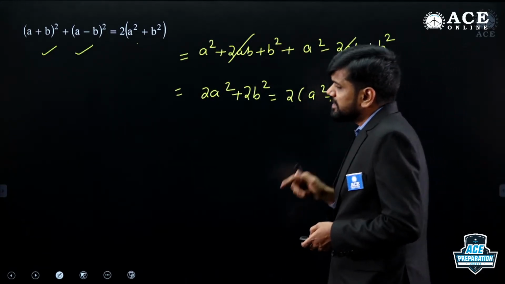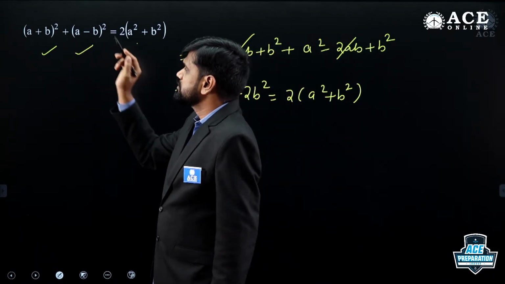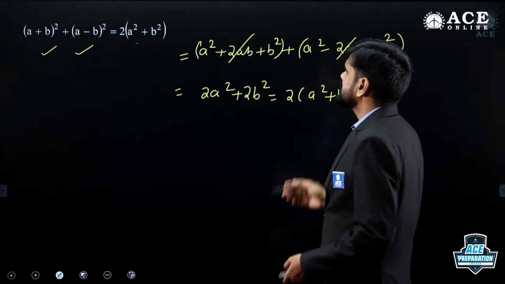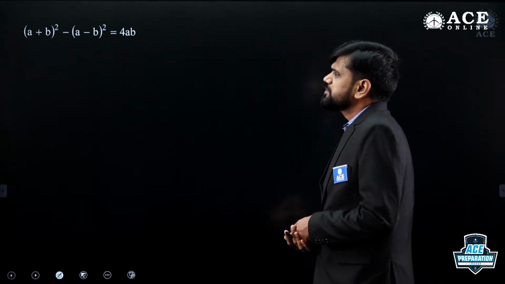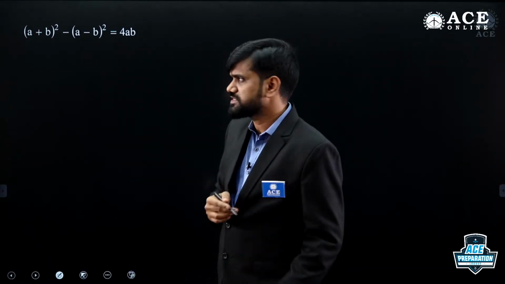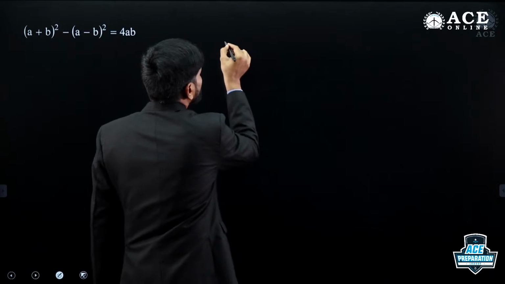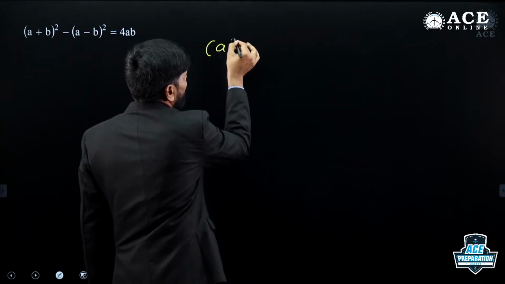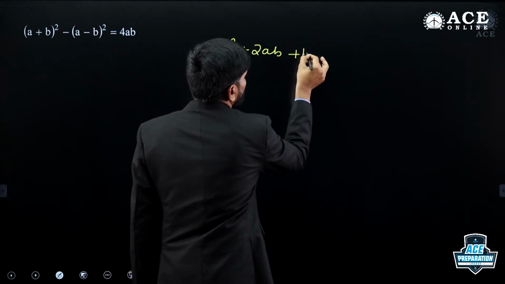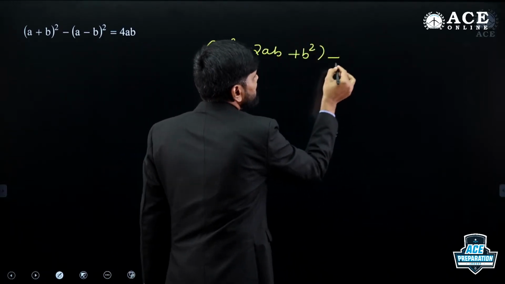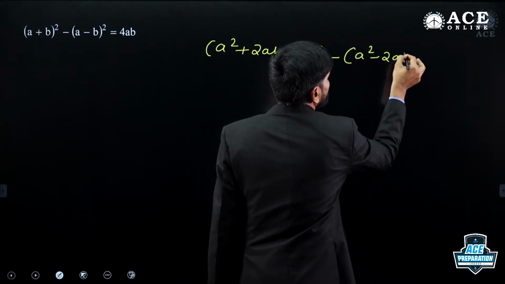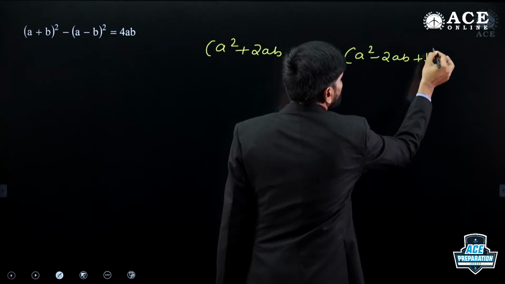Similarly, a plus b whole square minus a minus b whole square may be asked. How can we get that? Let us derive that also. A plus b whole square minus a minus b whole square will be equal to 4ab. How has it come? We know that a plus b whole square is nothing but a square plus 2ab plus b square, minus a minus b whole square, which is nothing but a square minus 2ab plus b square.